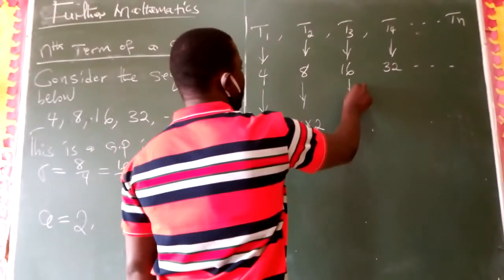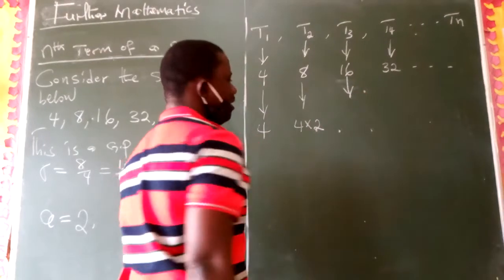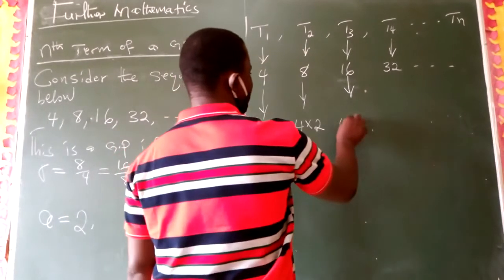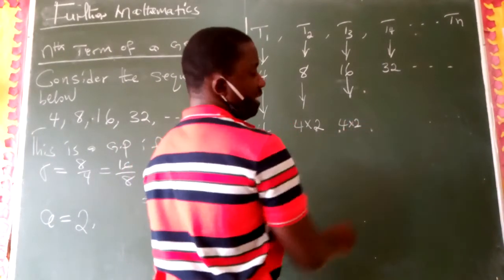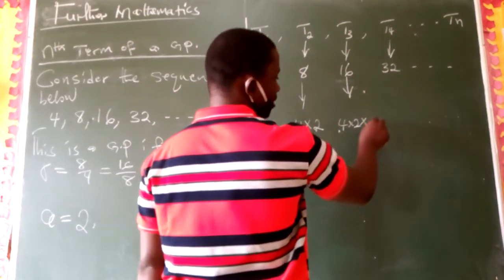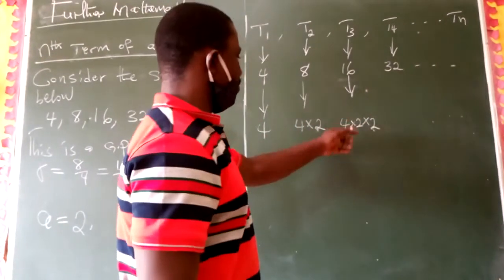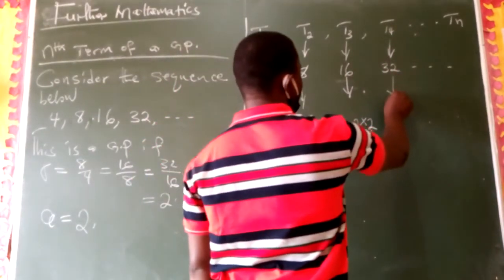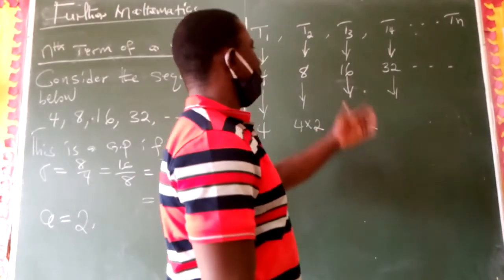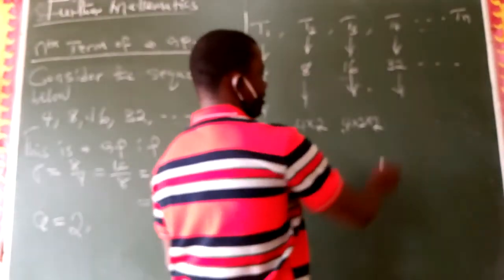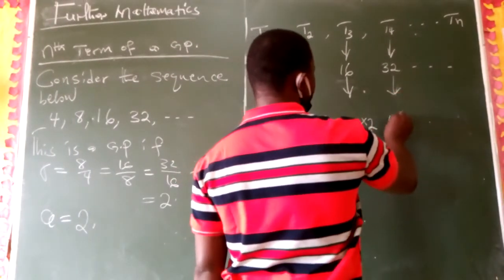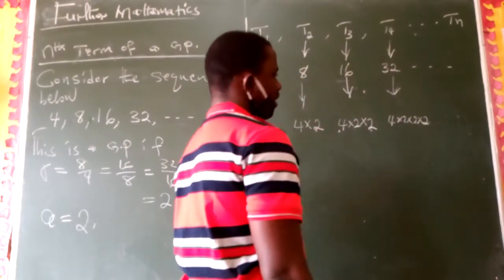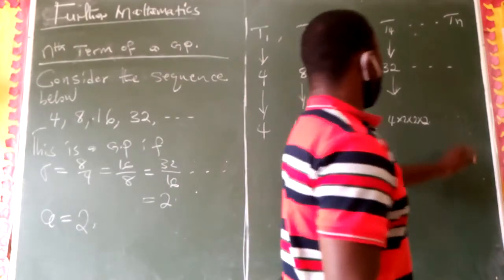And then next we have the third term. The third term is related to the second term such that I multiply the second term by the common ratio. If I multiply this by the common ratio, I get this. Then the fourth term, I multiply the third term by the common ratio to get this. We're going to have 4 times 2 times 2 times 2. See that? And now, what are we going to do?